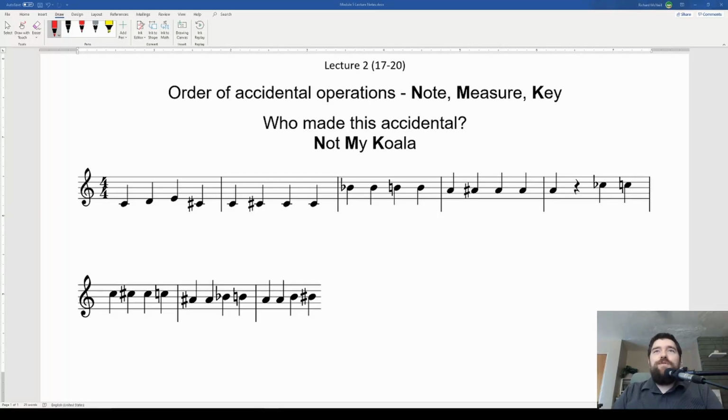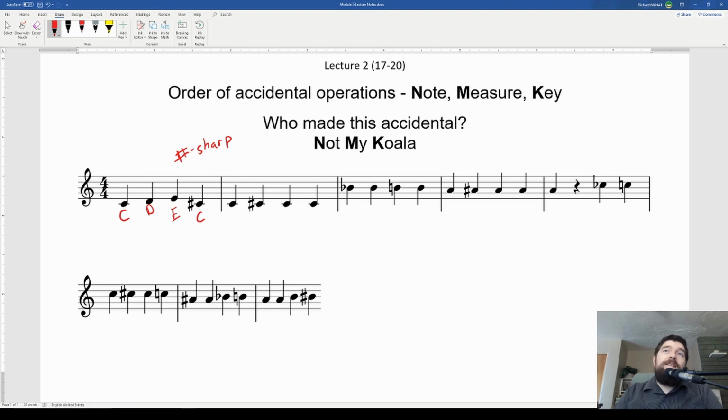All right, guys, for Module 2, we are looking at what accidentals do for our notes and the names of the notes, and what is our order of accidental operations. So let's take a look at this first measure here. We have a C, a D, an E, and a C with a funky looking symbol right there. That symbol is a sharp. And as you know from your vocabulary and study sheet, it raises the pitch of the note by a half step.